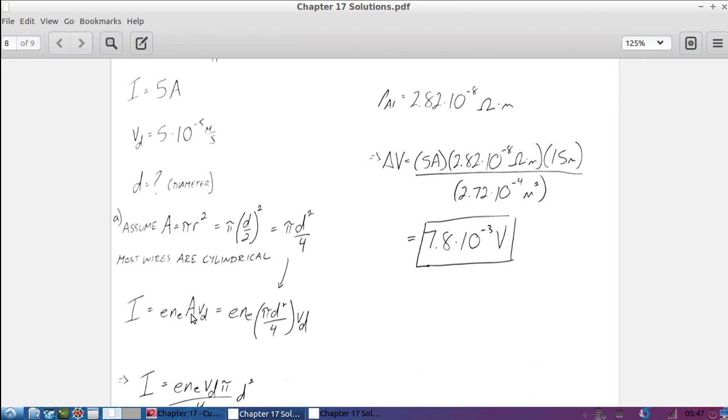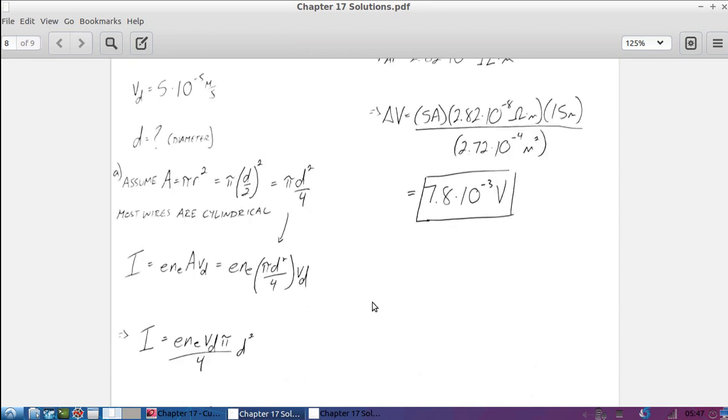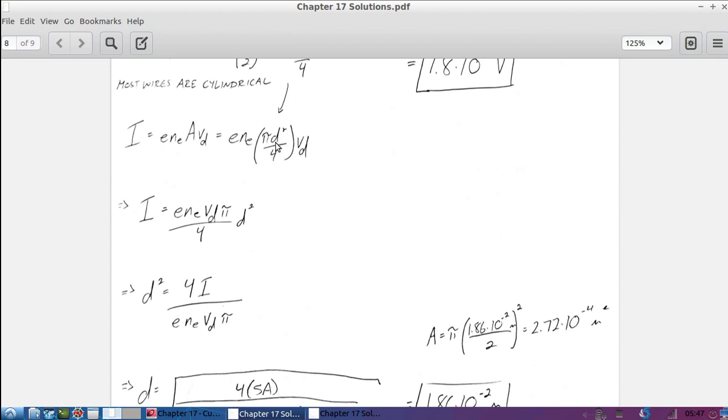So again, I'm assuming that the wire is cylindrical, so I'm going to write the area as pi r squared, but the radius is half the diameter. So what I'm doing is I'm just substituting pi d squared over 4, right? So I'm squaring the diameter term, I'm squaring the 2, and I'm substituting that in for the area. So now I've got, once I substitute pi d squared over 4 in for the area, I've got a nice expression I can solve for the diameter.